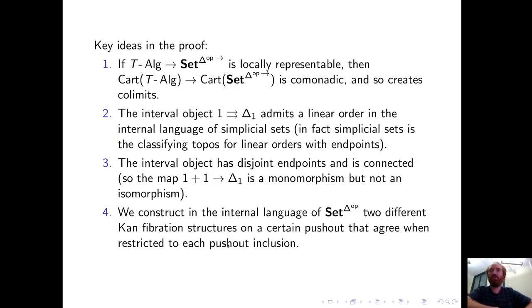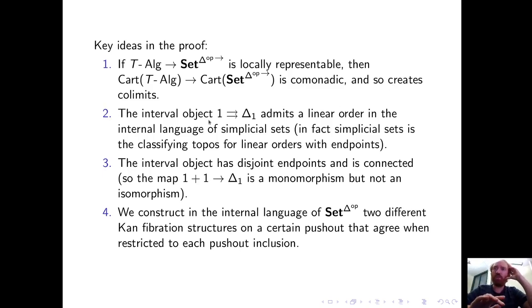I don't have time to give a full proof, but I want to point out some key ideas. If they were locally representable, then the restriction to Cartesian maps would be comonadic, and so it would create colimits. Therefore we can show that something is not locally representable by contradicting this. So what I do is construct a pushout over here of a diagram over here, and then I construct two different Kan fibration structures that agree on the pushout inclusions. This contradicts the uniqueness part of creating colimits.